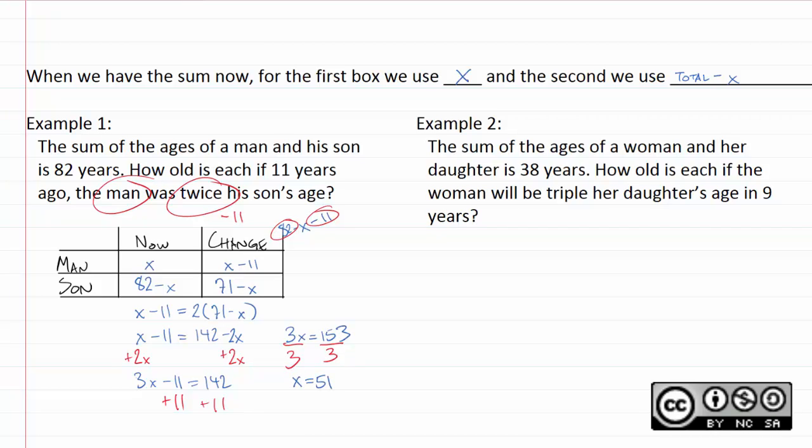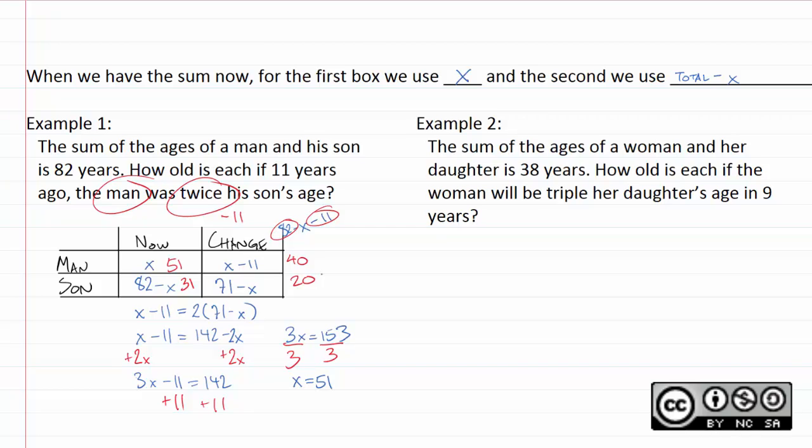Again, it's a very good idea to fill in the entire table. We know the man's age is 51. 82 minus 51 is 31. 11 years ago, the man would have been 40, and the son would have been 20, and sure enough, the man was twice his son's age. Now let's take a look at example 2.